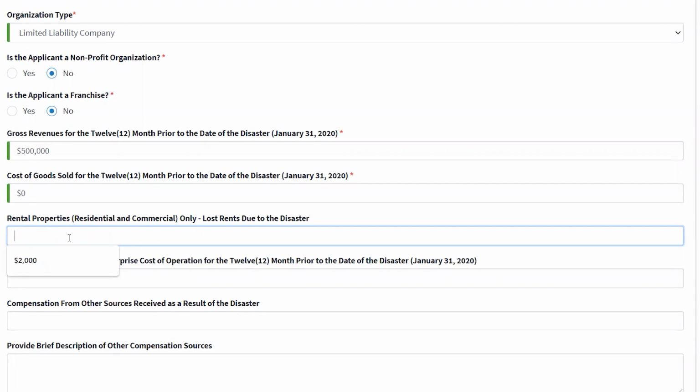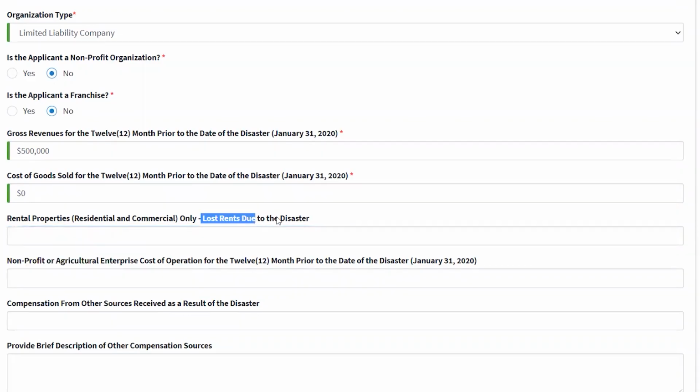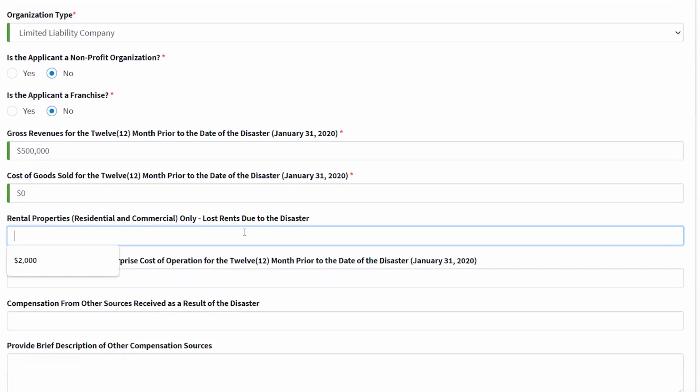Now, if you do buy inventory as part of your business, you do have to put in the amount of how much inventory you bought from January 31st, 2019 through January 31st, 2020. And look at this. This is for my landlords watching this. For rental properties, residential and commercial. So if you have office space, if you have a commercial lease, this applies to you as well. So you're gonna go and put in the lost rent due to the disaster. So go and put in the amount of how much rent you were unable to collect because of the coronavirus pandemic. So I'm gonna go and say that I've lost $3,000 of rent.